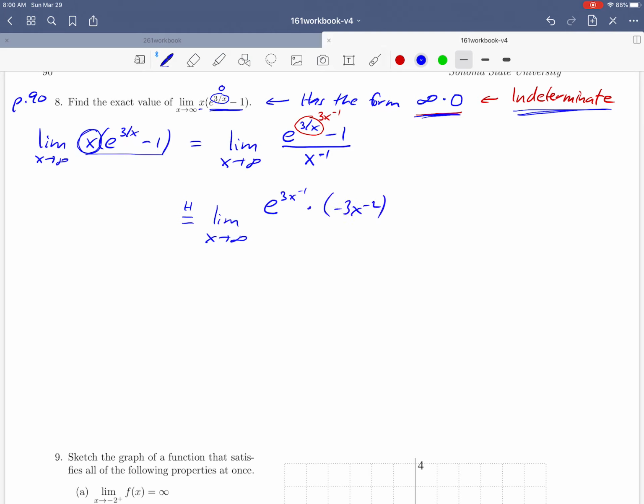Now we need to take the derivative of the top, and the derivative of e to the 3x to the negative 1, minus 1, is going to be itself times the derivative of the 3x to the negative 1. That's the chain rule, and that's going to put a negative 3x to the negative 2 on there. The derivative of the minus 1 at the end is just going to go to 0. And down in the bottom, what is the derivative of x to the negative 1? Well, that's just the power rule. We're going to get negative x to the negative 2.